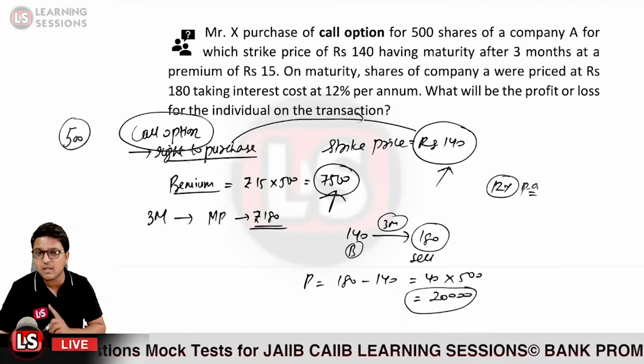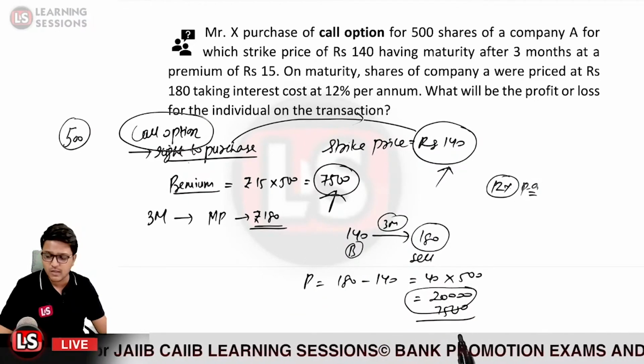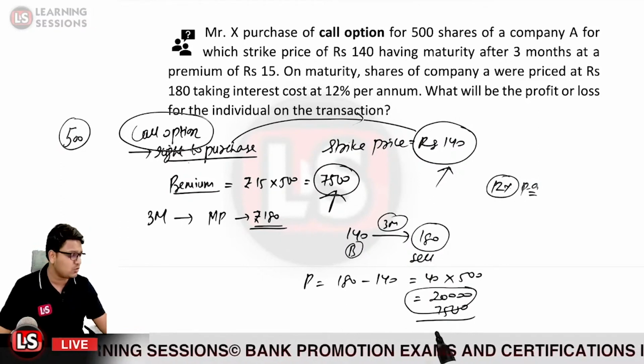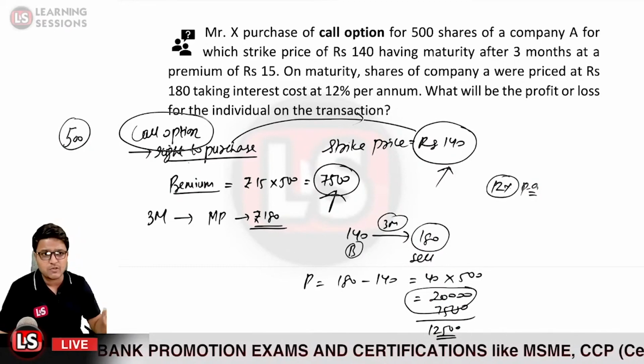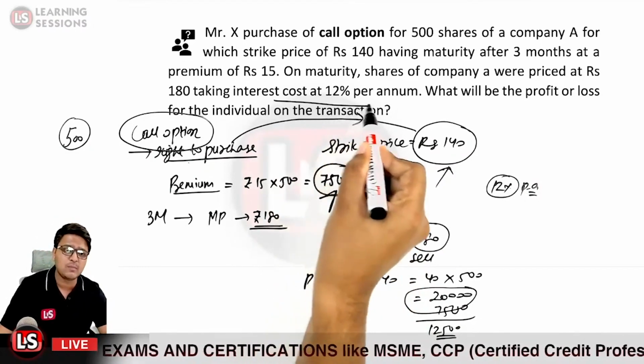I have already paid the premium, so that is 7,500. So I'll be subtracting this particular amount from here. So that would be equal to 12,500. But exceptionally, I'm also provided with the interest cost at 12% per annum.